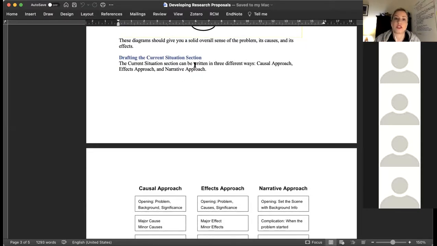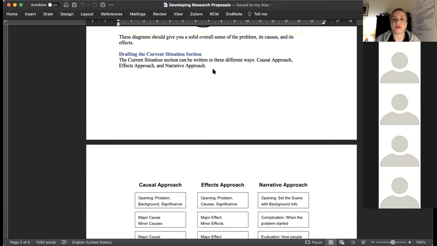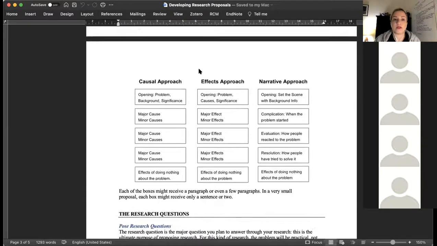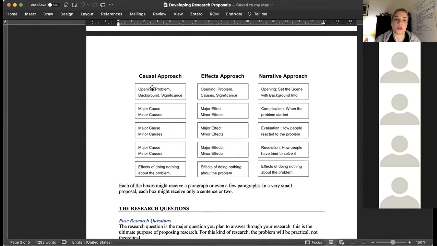The current situation section can be written in 3 different ways. You can use the causal approach, the effects approach, and or the narrative approach. How are they different? The causal approach talks about the causes. So you open with the problem, the background, the significance, all the major and minor causes, and the effect of doing nothing about the problem.